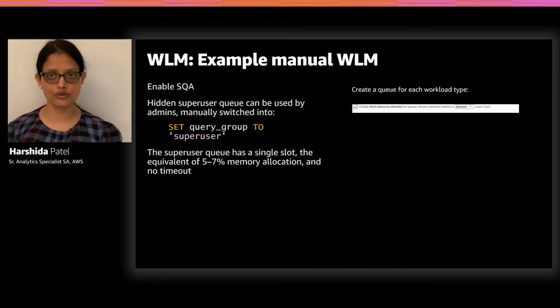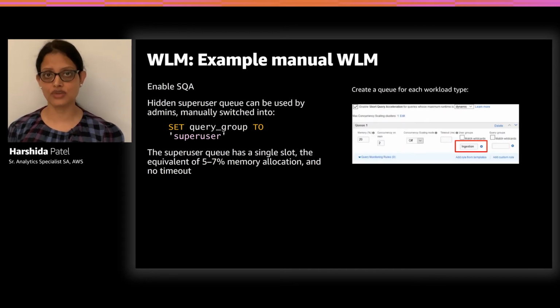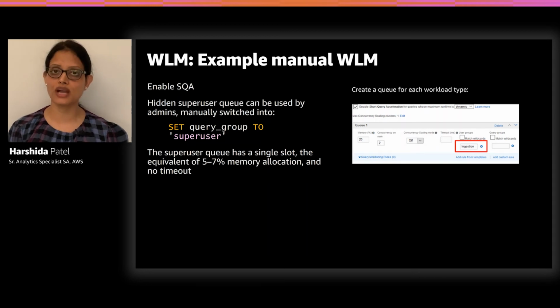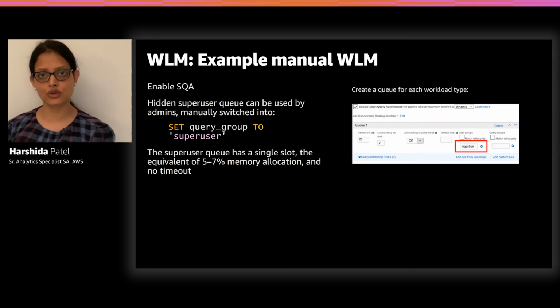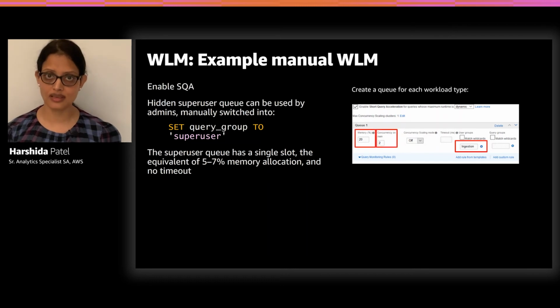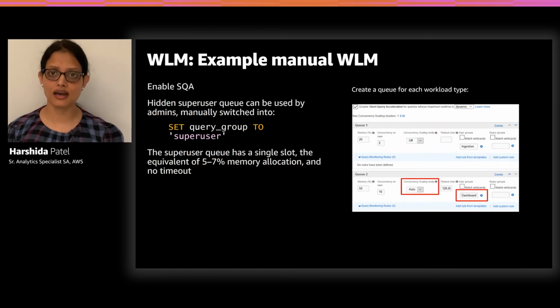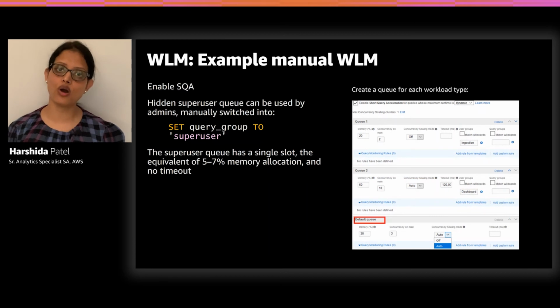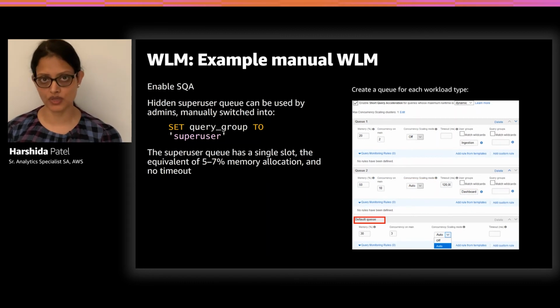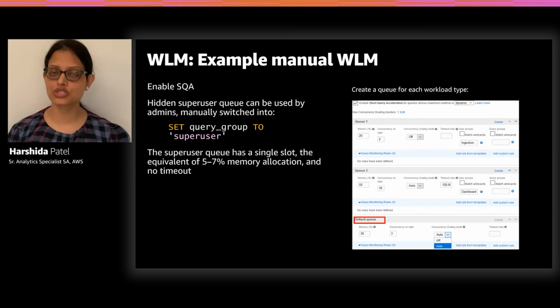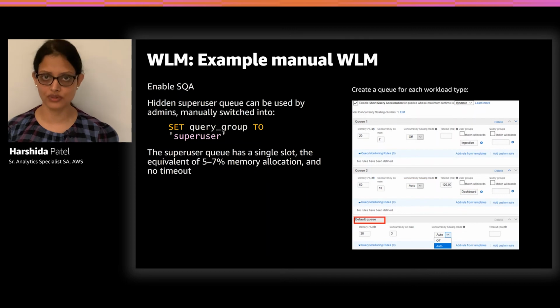You can have a queue for data ingestion where you're specifying 2 concurrent queries, providing memory of 20%, so each of the queries is going to get 10% of the memory. Having a dashboard queue with higher concurrency, turning on concurrency scaling to auto, and a catch-all default queue for ad hoc queries which are data intensive, having a concurrency of 3, providing it a memory of 30%, so each query will get 10% of the memory. There is also a hidden queue, which is a super user queue, and I would recommend to use the super user queue for administrative purposes only.